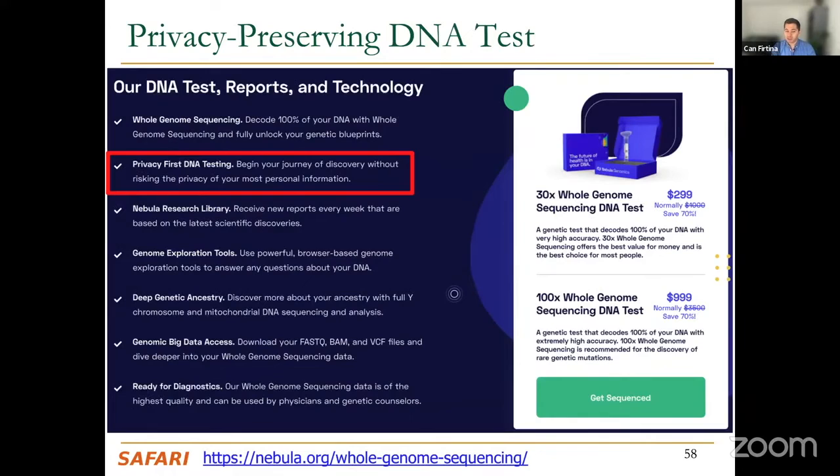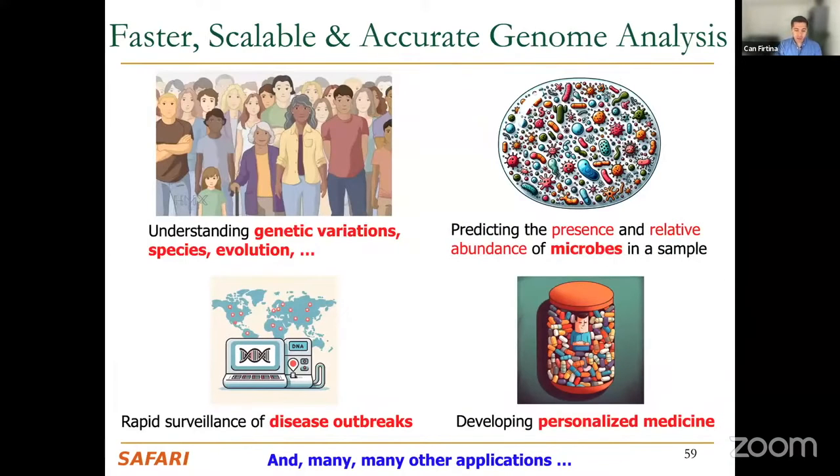And now even the companies are proposing or promising that they perform the DNA testing by taking privacy into account. So they are saying that they essentially don't release or make your data private during our analysis, so that even if it is leaked, hopefully it won't be visible to the hackers. So I guess this way you can understand faster, scalable, and accurate genome analysis is extremely important for many reasons.